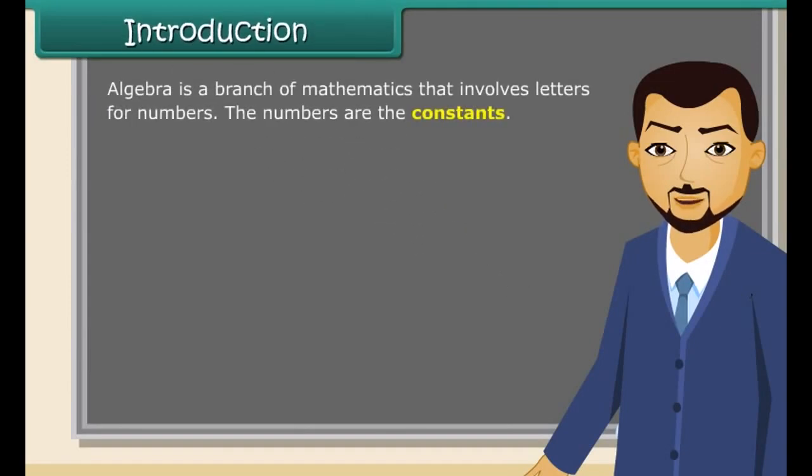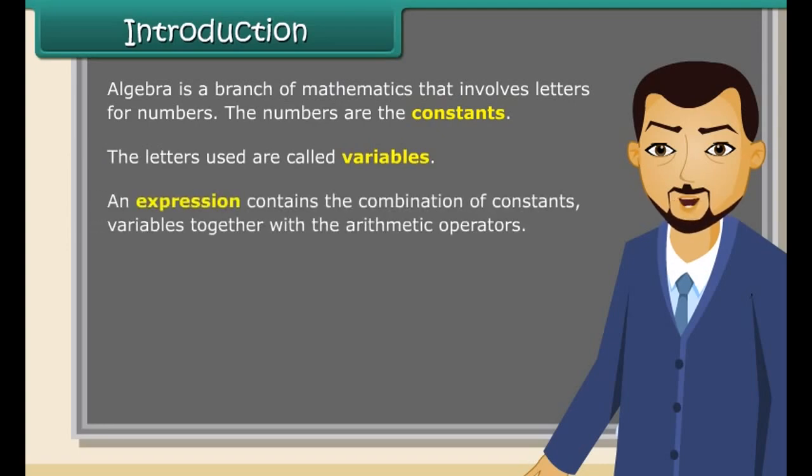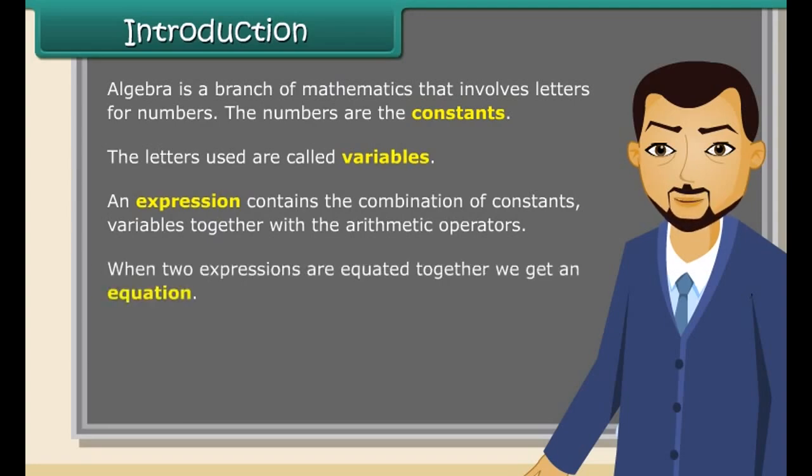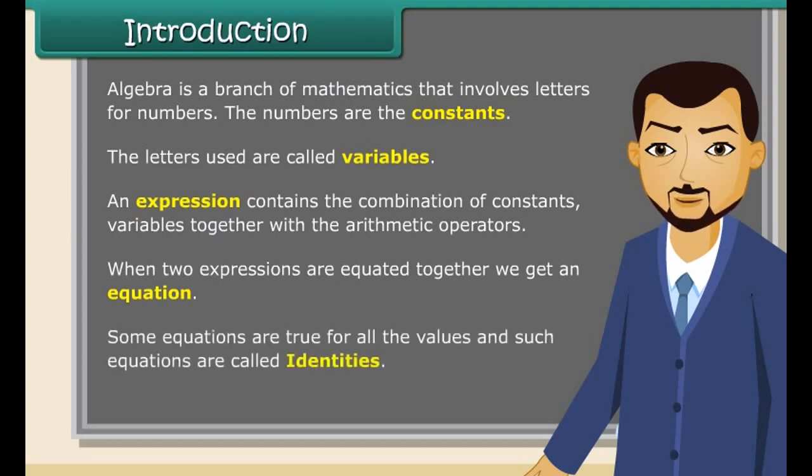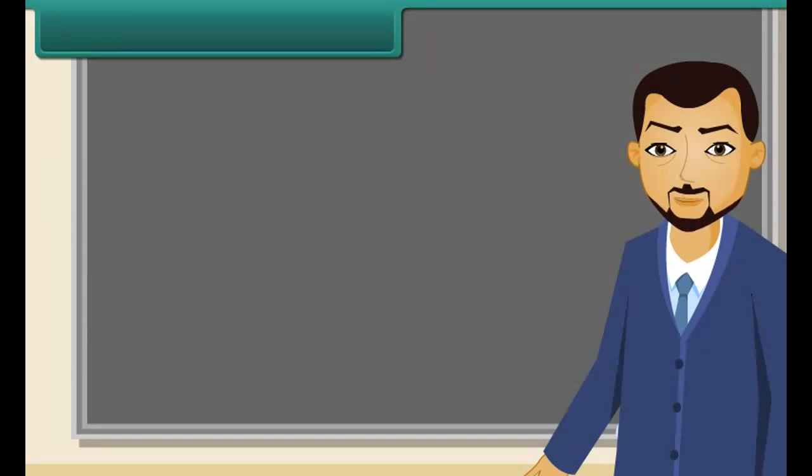Algebra is a branch of mathematics that involves letters for numbers. The numbers are the constants. The letters used are called variables. An expression contains the combination of constants, variables together with the arithmetic operators. When two expressions are equated together, we get an equation. Some equations are true for all the values, and such equations are called identities.